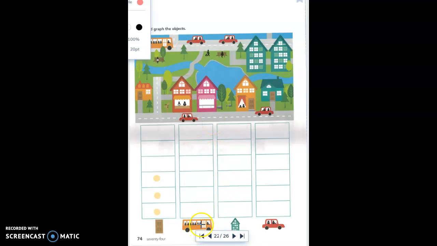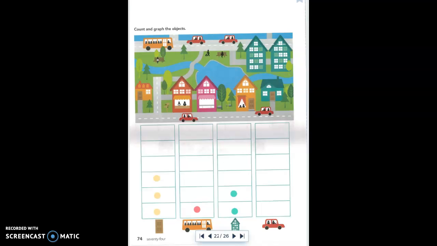And I need to count how many school buses there are. Well, from what I can see, there's just 1. So I just need to do 1, starting at the bottom. 1. Now I'm going to do houses. So, looking at the graph, how many blue houses are there just like this? It looks like there are just these 2. So 1 and 2.